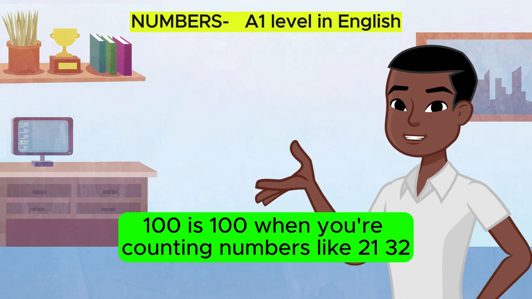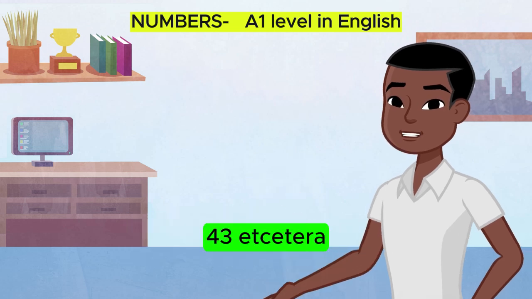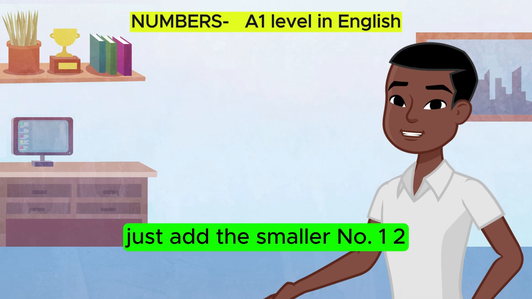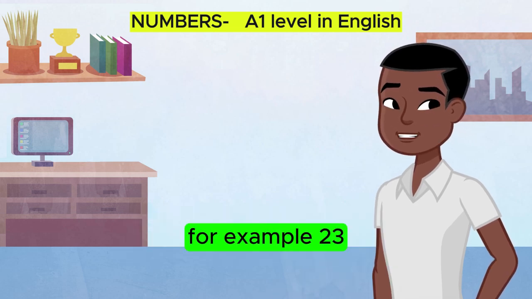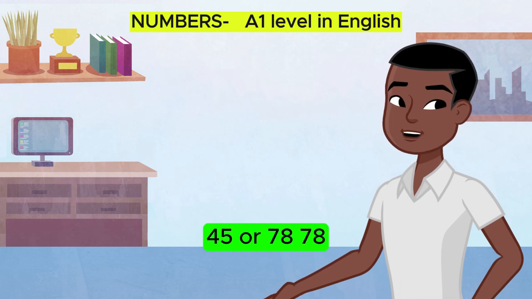When you are counting numbers like 21, 32, 43, etc., just add the smaller number 1, 2, 3, etc. to the multiple of 10. For example, 23, 45, or 78.